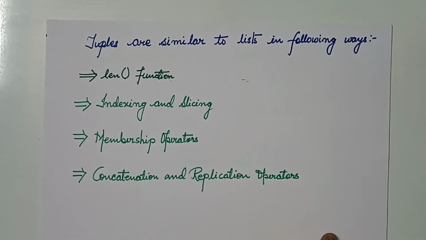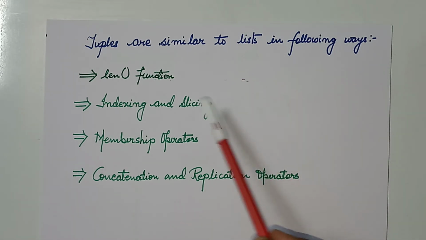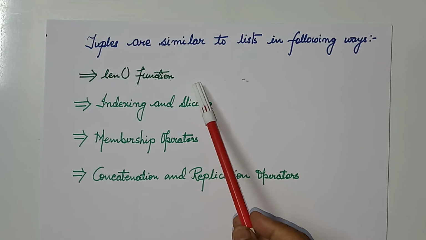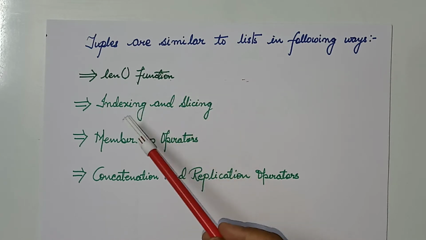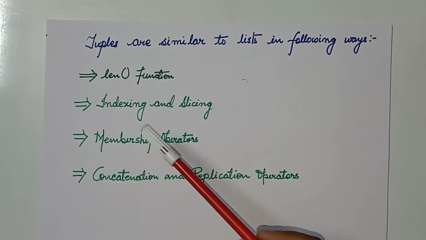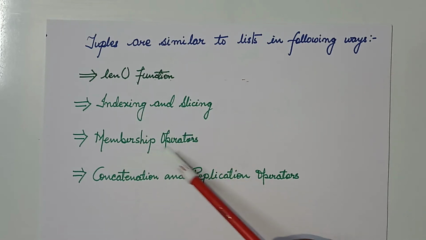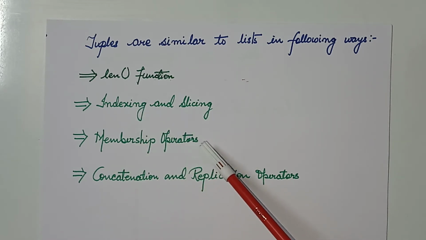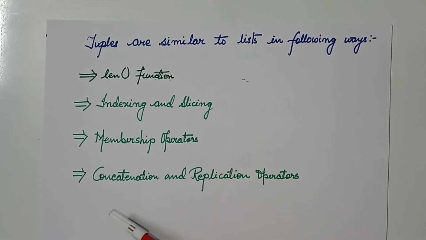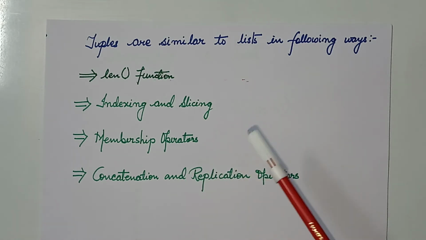Now let us see how tuples are similar to lists. The tuples are similar to the list in the following ways. We can use the length function to calculate the length of the tuples. Indexing and slicing. Just now we have seen indexing, and when indexing is there, slicing is also there. Membership operators, that means we can use in and not in operators. Concatenation and the replication operator, that means we can use the plus operator as well as the asterisk operator, as we have done in case of the string as well as in case of the list.